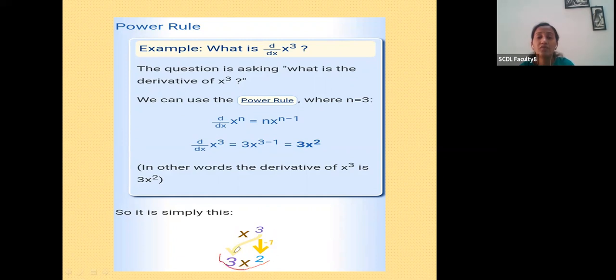So what is our answer? 3x square. For this, which formula are we using? We are using the power rule formula. d by dx of x raised to n is equal to nx raised to n minus 1. By using this formula, just replace n with the number. At last, we will get the answer 3x square.